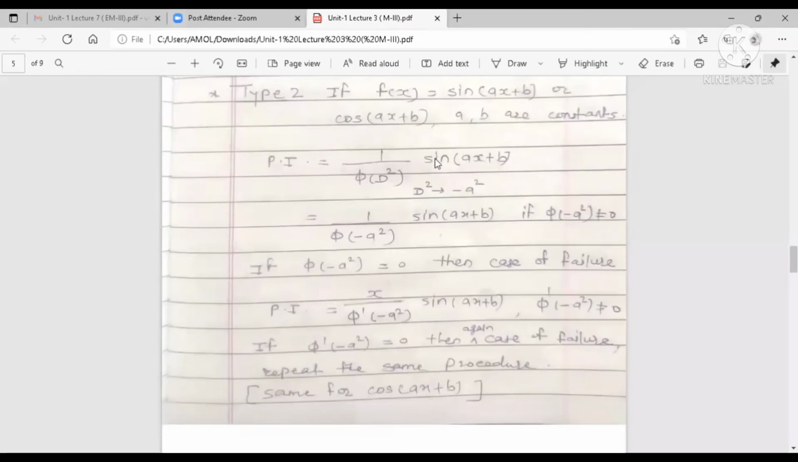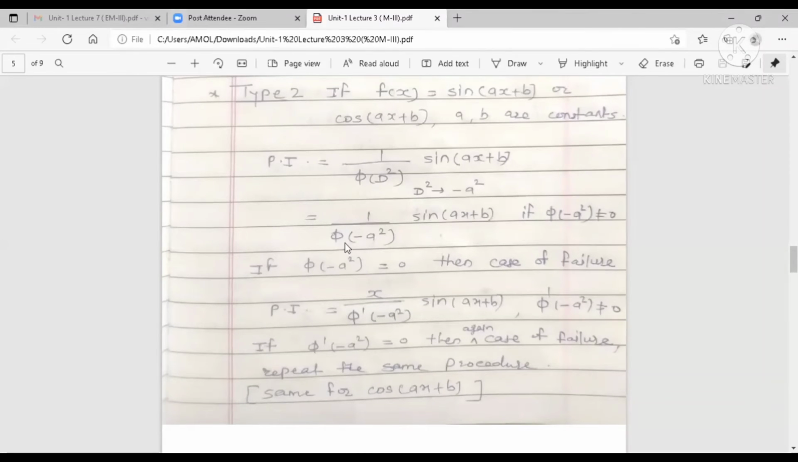So when there is a sine of (ax plus b) function, then in that case, we always replace D square by minus a square. We replace only the terms of D square and not of D. Remember that we always replace the term of D square by minus a square when there is a sine function. So the next term will be 1 upon phi of minus a square into sine of (ax plus b).